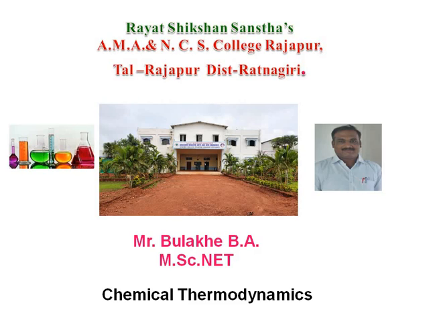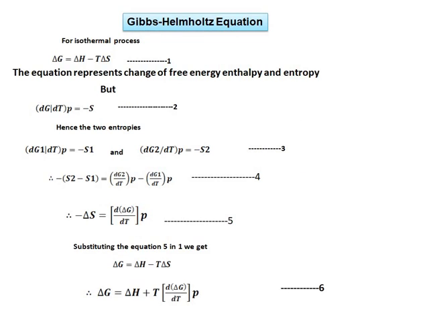Hello and welcome. Today's lecture we are going to discuss the topic chemical thermodynamics. In this topic we will see the Gibbs-Helmholtz equation. For an isothermal process we see ΔG = ΔH − TΔS, equation 1. This equation represents the change of free energy, enthalpy and entropy.